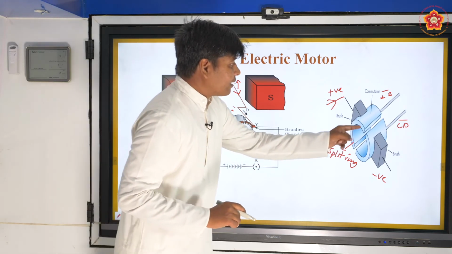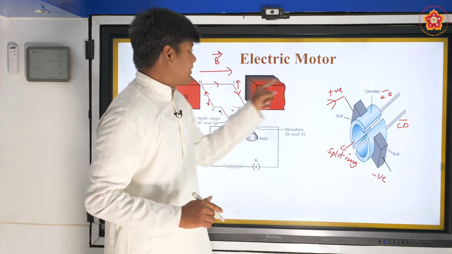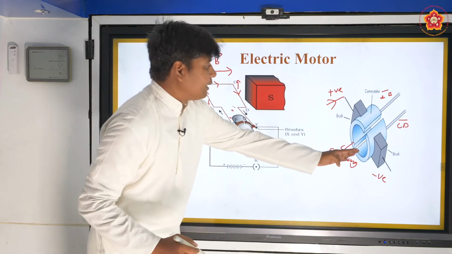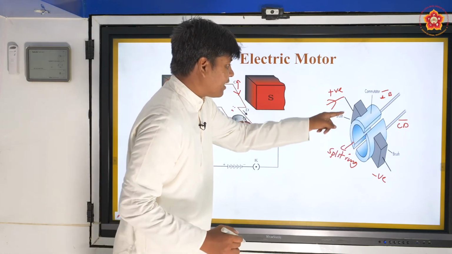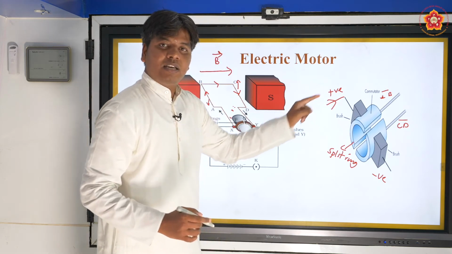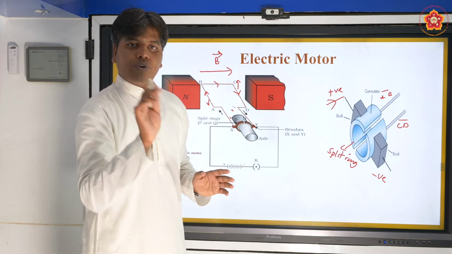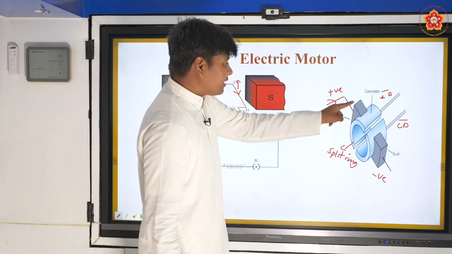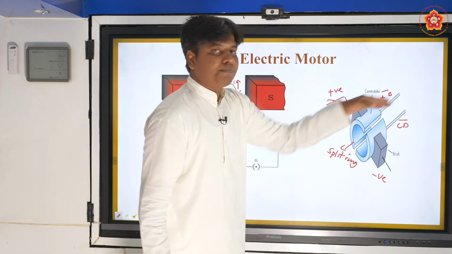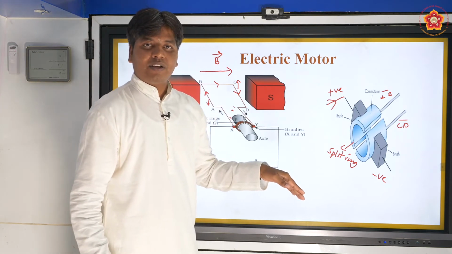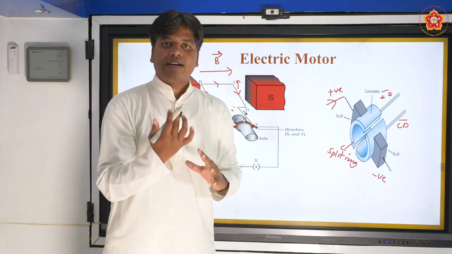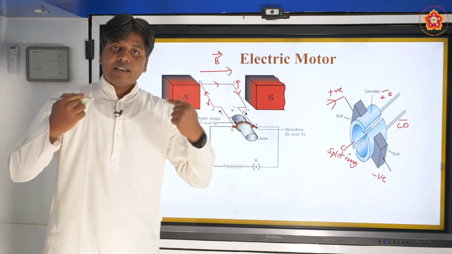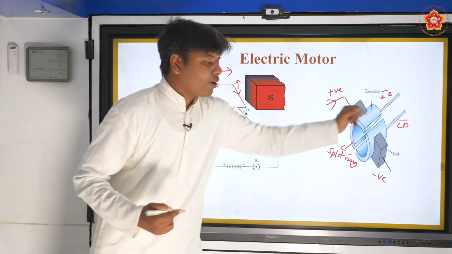So the current direction changes, that means previously here the current is going from A, B, C, D. Now when the CD segment comes here and attaches to the positive terminal of the brush, how does the current direction go? It goes from D, C, B, A, right? So when it changes the current, that means what? I'm changing the force experienced by the coil, right?